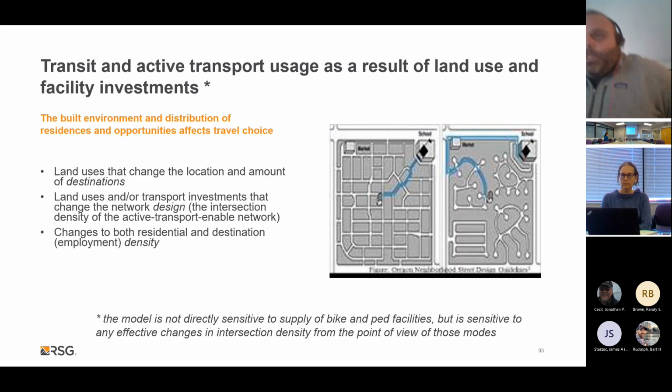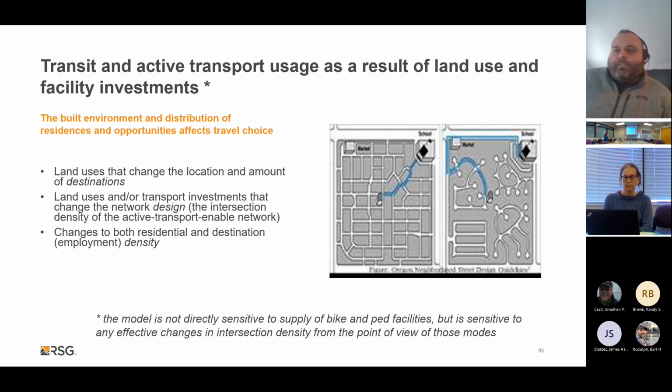And we get to that here where we can look at things like transit and active transportation usage as a result of land use and facility investments. And we can look at things like the built environment, distribution of residences and opportunities that affect travel choices. These are land uses that change the location and amount of destinations, and land uses and/or transport investments that change the network design, such as the intersection density of the active transportation enabled network, and change both residential and destination employment density.